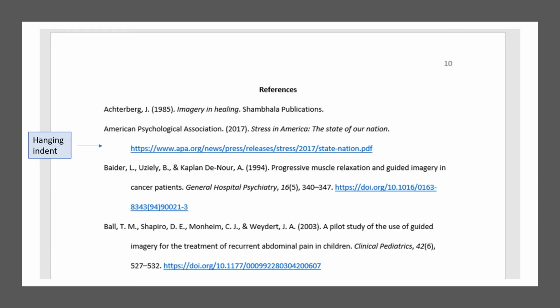Moving to the reference list, the reference list begins on a new page. The word references is centered, and the references for the paper are listed below, arranged alphabetically by author. References are double-spaced like the rest of the paper, but they use a feature called a hanging indent, where the second and each subsequent line of every reference is indented a ½ inch. Most word processing programs allow you to create references with the hanging indent.